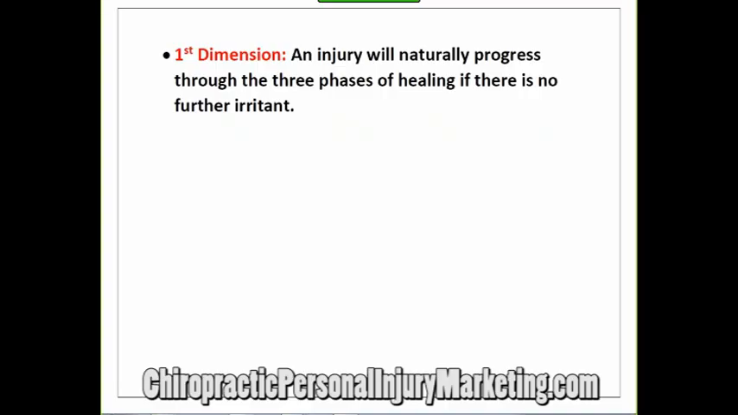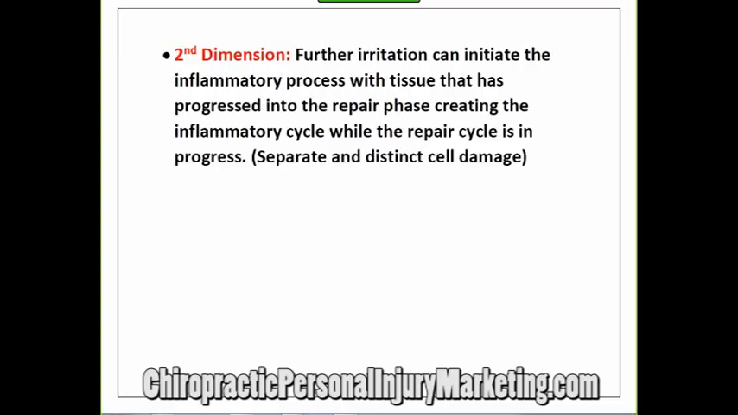An injury will naturally progress through all phases of healing if there is no further irritant. So that's the first dimension. The second dimension: further irritation can initiate the inflammatory process with tissue that has progressed into the repair phase, creating the inflammatory cycle while the repair cycle is in progress.